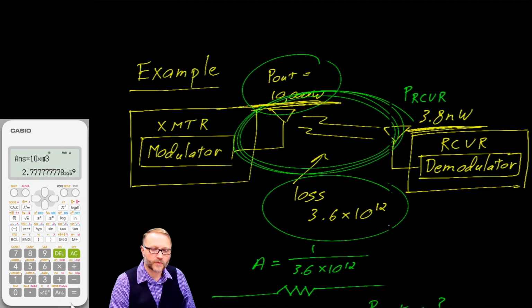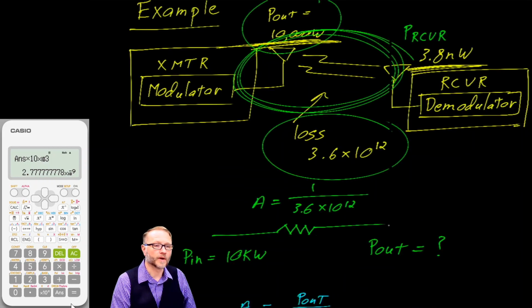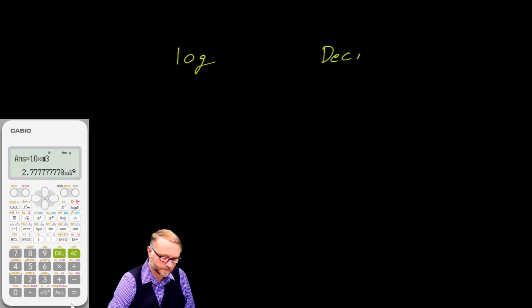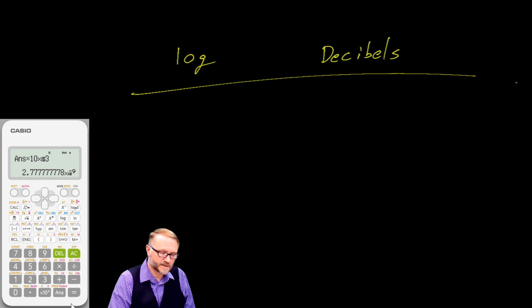Wouldn't it be nice if we had a convenient way of expressing both very large and very small numbers? And it turns out we do. And I think you know where we're headed. We're going to logarithms. We're going to describe decibels. While your note card is out, go ahead and write this down. We're going to talk about decibels.